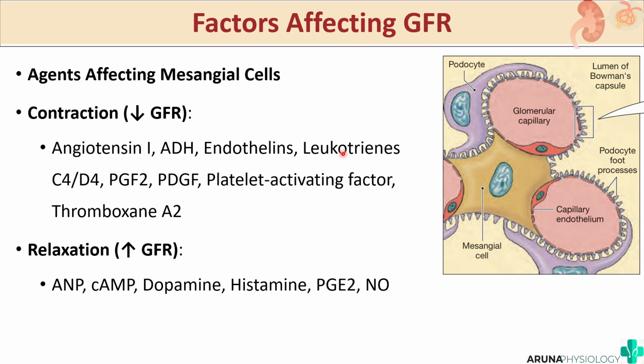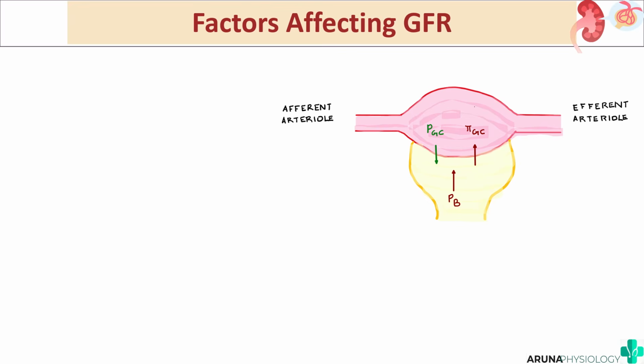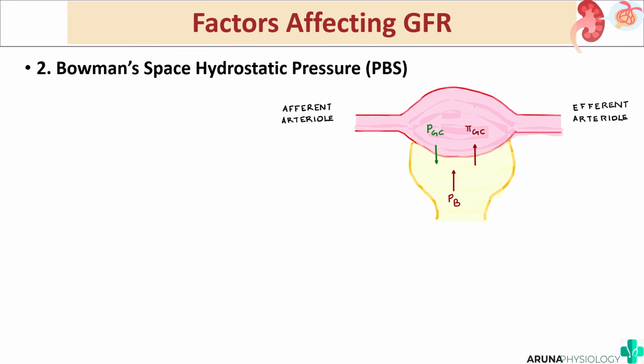Relaxation is caused by substances like ANP, cAMP, dopamine, histamine, PGE2, and nitric oxide. So these are the factors that affect the permeability of the membrane and thereby affect the GFR. Next, we'll see about the forces that are involved.